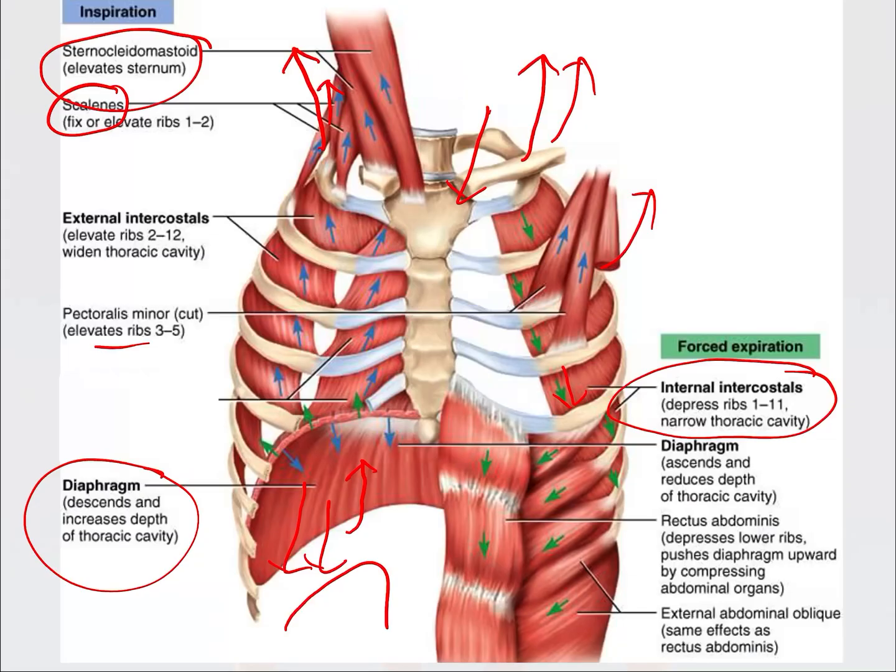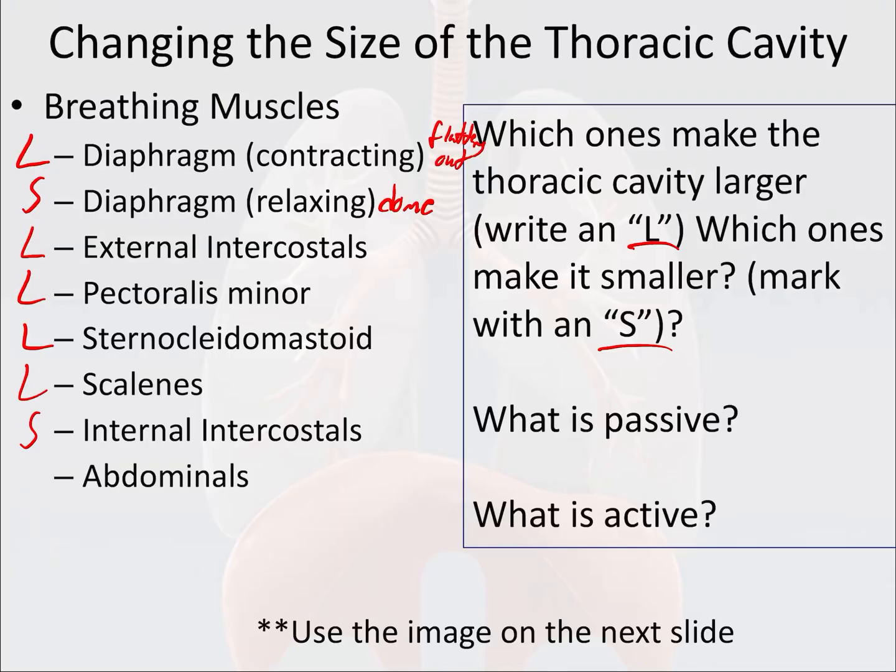And then lastly, the abdominal muscles are all shown here, right? And those are all pulling down on the rib cage. So those make it smaller. Okay, so the ones that make it smaller are going to be our muscles for expiration. And then the ones that make it larger are muscles for inspiration.